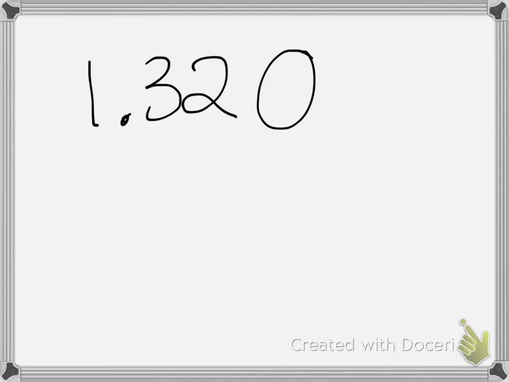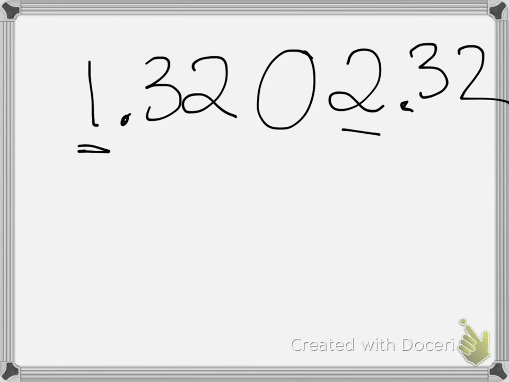So comparing decimals is a lot like comparing whole numbers. So for example, if I have 1 and 32 hundredths, and I'm comparing it to 2 and 32 hundredths, I'm going to start with the biggest part of the number, the ones place. I have a 2 and a 1. I immediately know that the 2 is bigger.